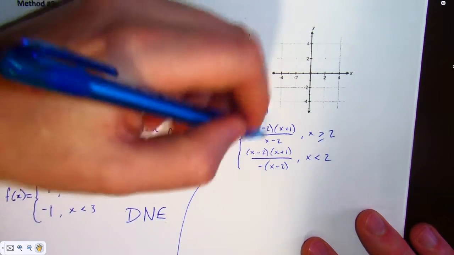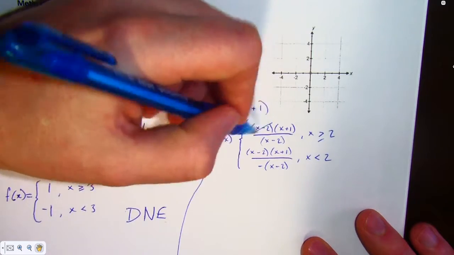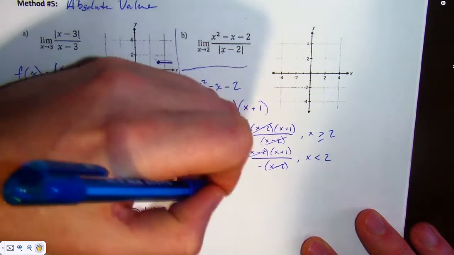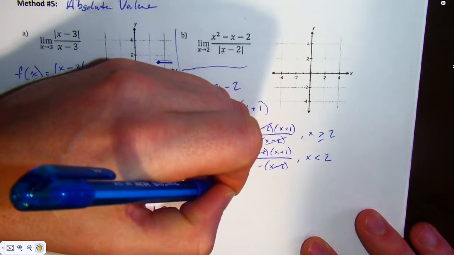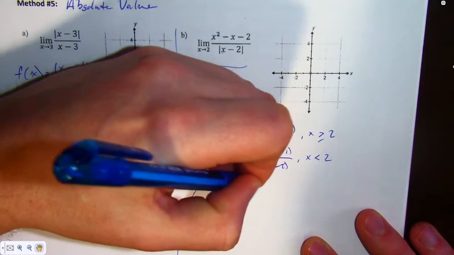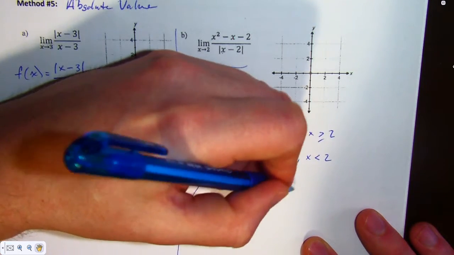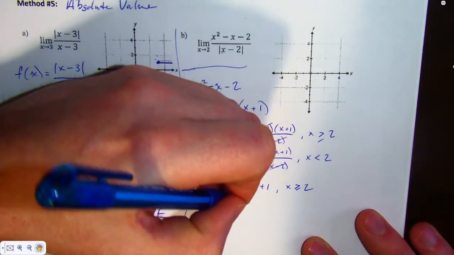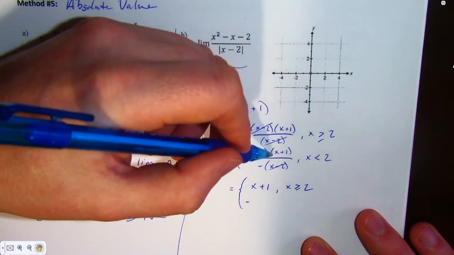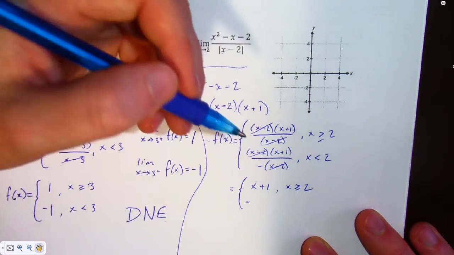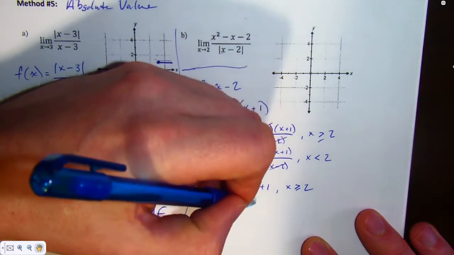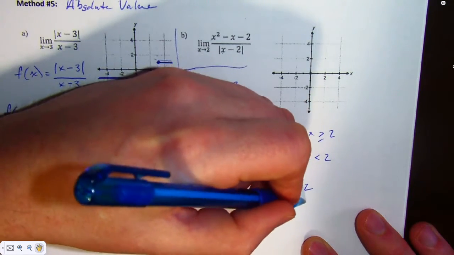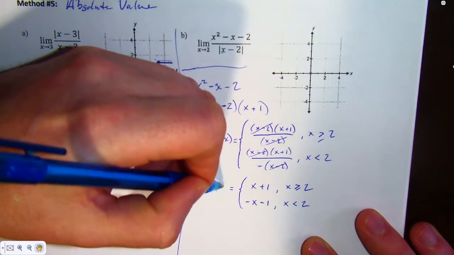So again, just like before, we notice that we can reduce this by canceling those out, reduce this one by canceling those out, and so we're left with x plus 1 when x is greater than 2. And if you look here, there was x plus 1 left on top and a -1 on the bottom, so you just make the whole thing negative, so it would be negative x minus 1 when x is less than 2. So that's our function.